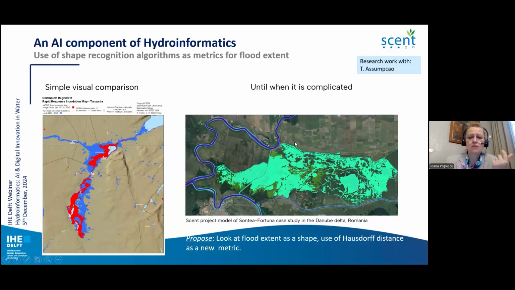But there are moments when this is really complicated. What you see on the right-hand side is actually a part of the Danube Delta. It's called the Fortuna part in Romania, in the Danube Delta, where it is very difficult to see the differences between what is modeled and what was registered. So we propose to look at flood extent as a shape using the Hausdorff distance as a new metric, and this is something from artificial intelligence. All this research work was done with a PhD student within the SENT project.